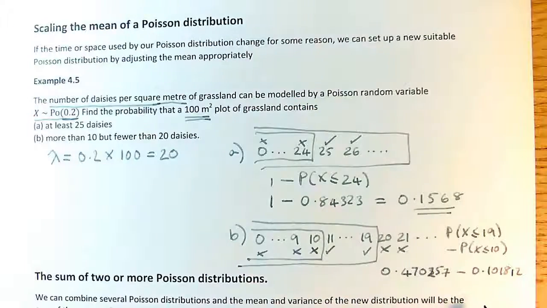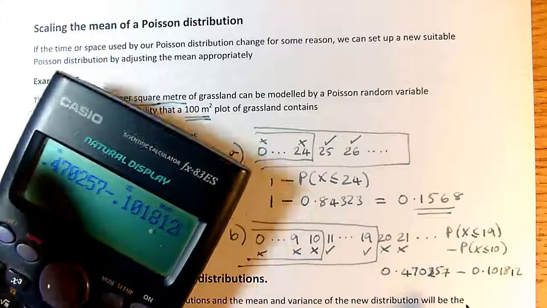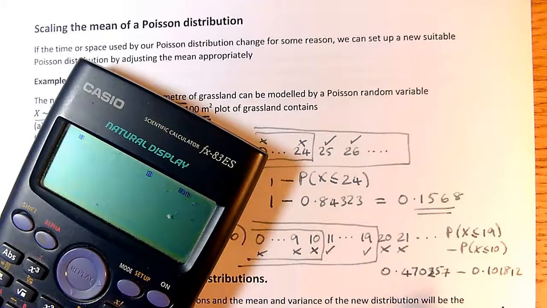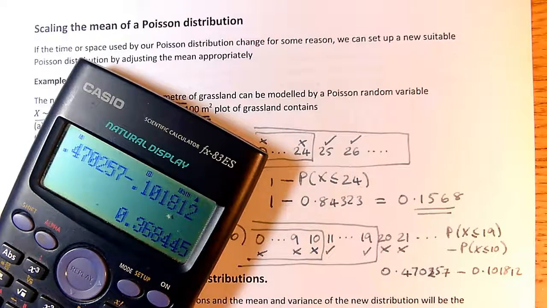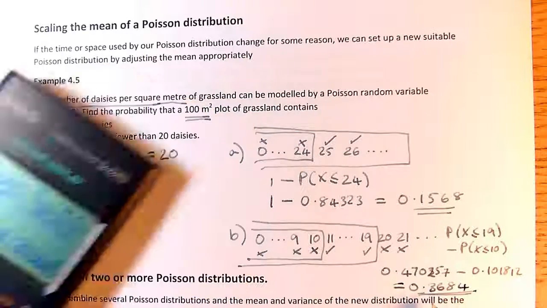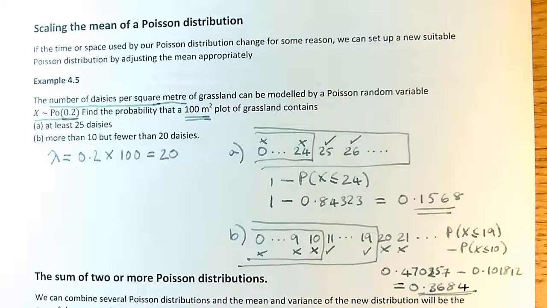I seem to be doing more decimal places than usual. Won't do any harm. Here it is on the calculator. And there's my answer, 0.3684. Double underline it, 4 significant figures should be fine.